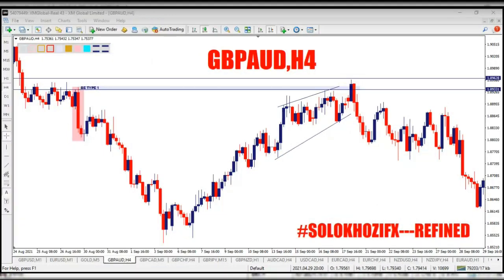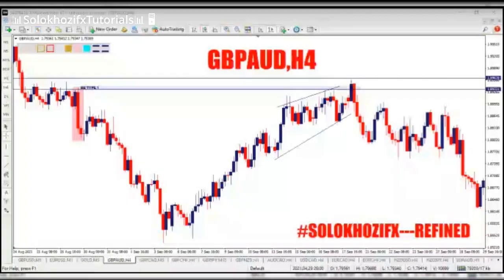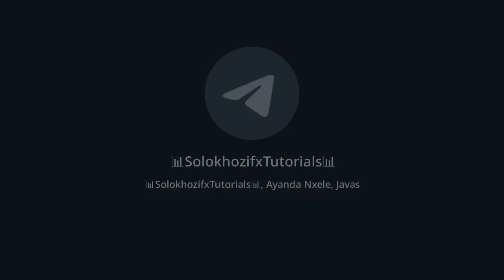I'll also do the screenshots and send it to you guys. Bearish engulfing type 1. Let's look for more.